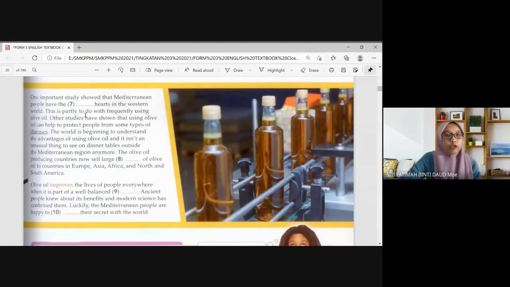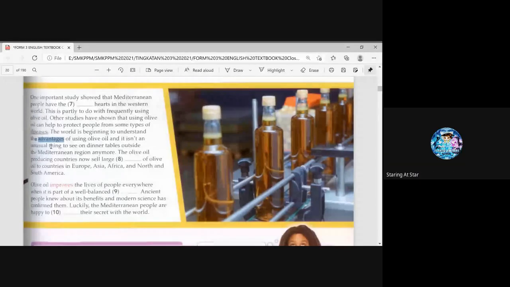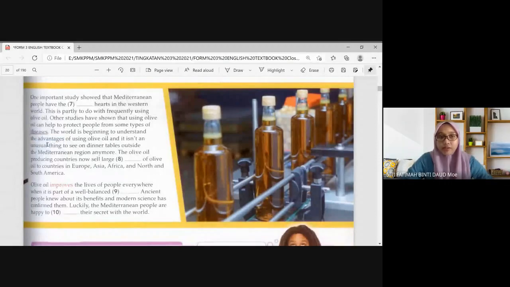Okay, this is partly to do with frequently, selalu, kerap using olive oil. Other studies have shown that using olive oil can help to protect people, melindungi, from some types of diseases, penyakit. The world is beginning to understand the advantages of using, what is advantages again? Class, what is advantage? Kebaikan. Kelebihan. If I say disadvantages? Keburukan. Kelemahan. So advantages and disadvantages. Very good. We need to understand the advantages of using olive oil.